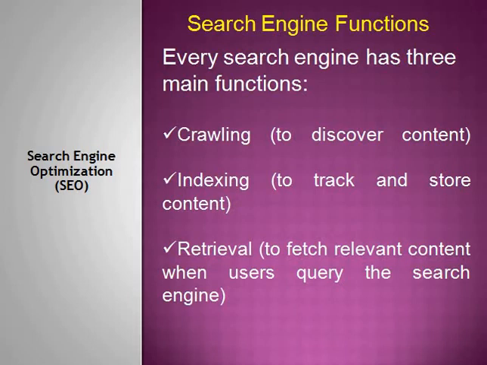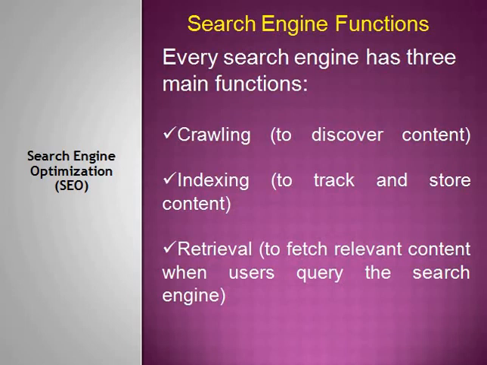The next is indexing, to track and store content. As these crawlers, spiders, or bots find new information, they take it and index it on the hard disk, on the server. They are indexing this new information in their backend server database.